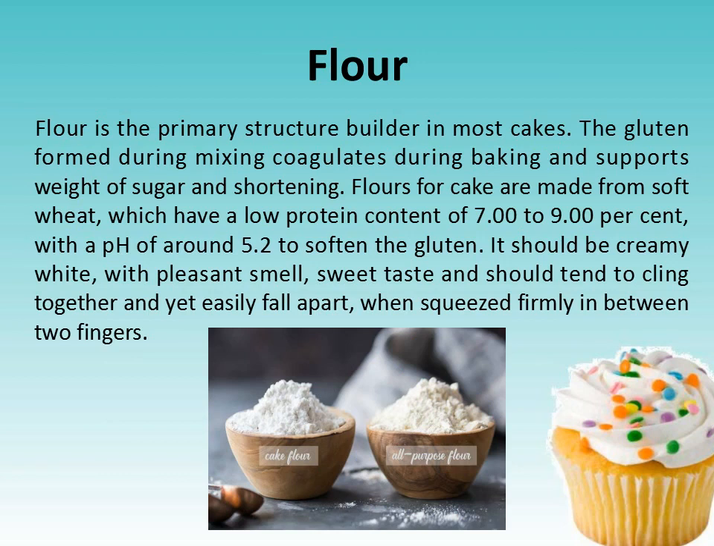Flours for cake are made from soft wheat, which has a low protein content of 7.00 to 9.00%, with a pH of around 5.2 to soften the gluten. It should be creamy white, with a pleasant smell and sweet taste, and should tend to cling together and yet easily fall apart when squeezed firmly between two fingers.